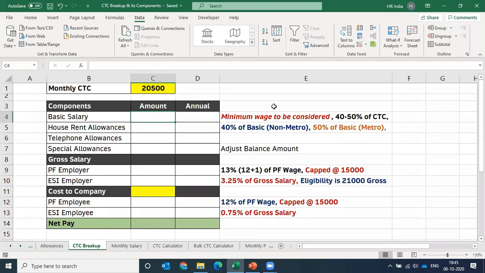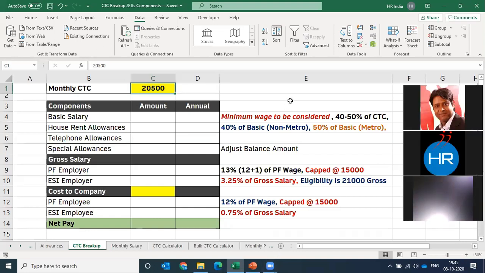Okay. So now to understand how do we actually design a compensation model. So here I'm not going to add in the benefits. We'll only design the CTC part of the employee, right? Which includes money, the compensation part of the employee. Now, for an example, let's suppose your company has asked you to design a CTC breakup of 20,500 rupees. How do you do that? What are the steps that we need to follow?